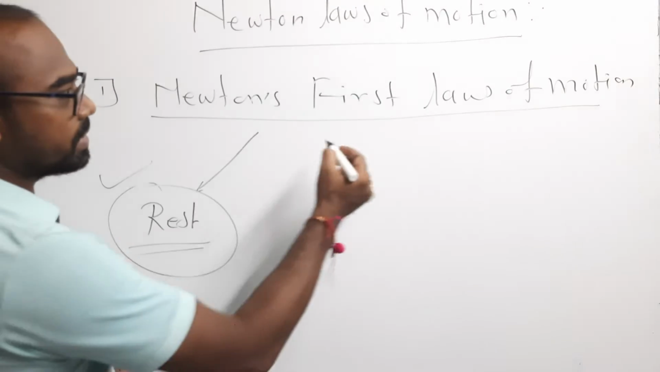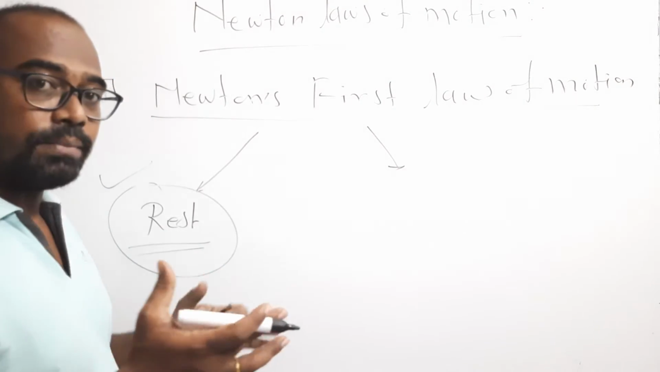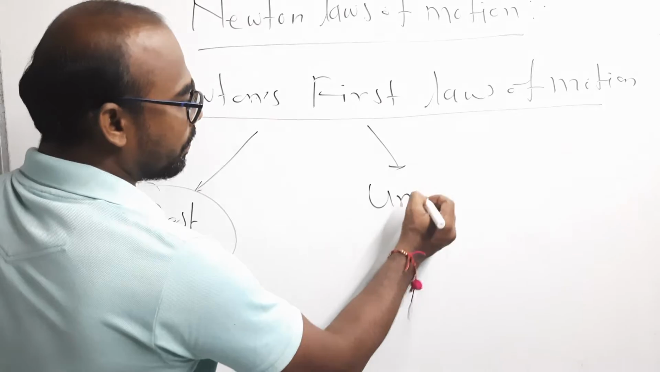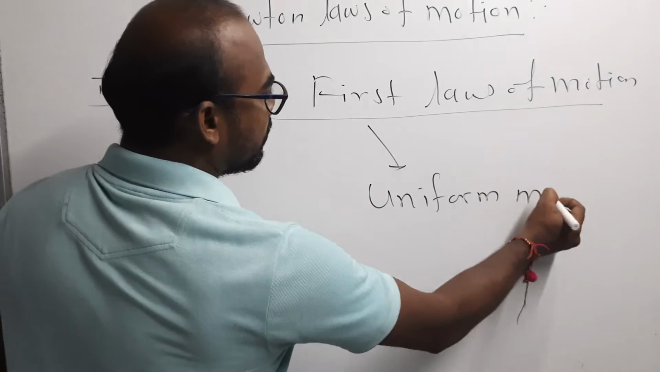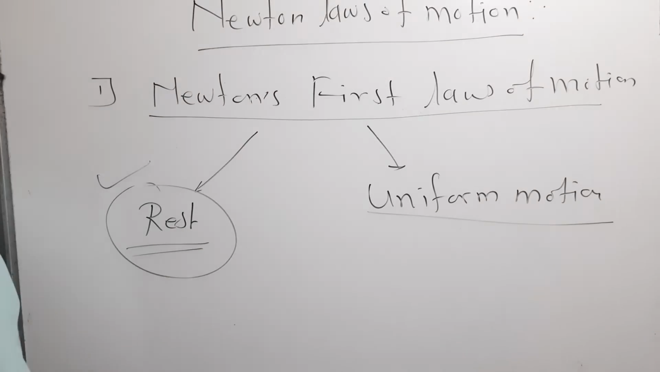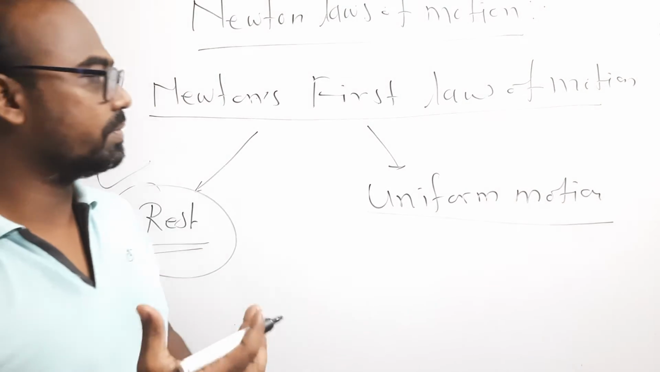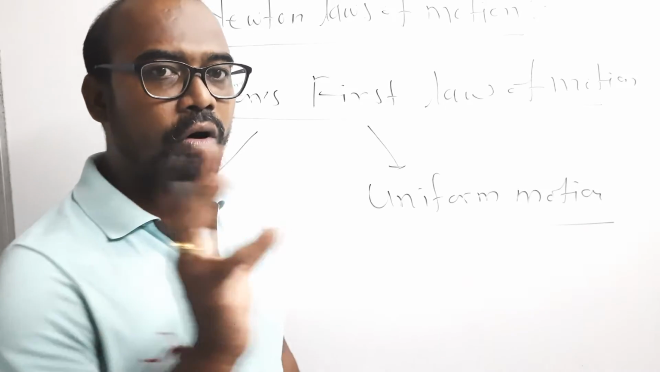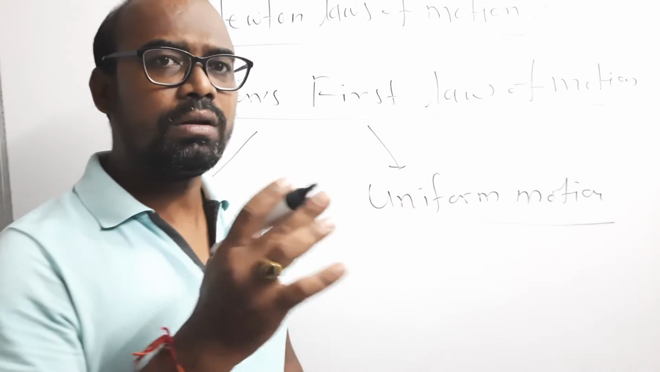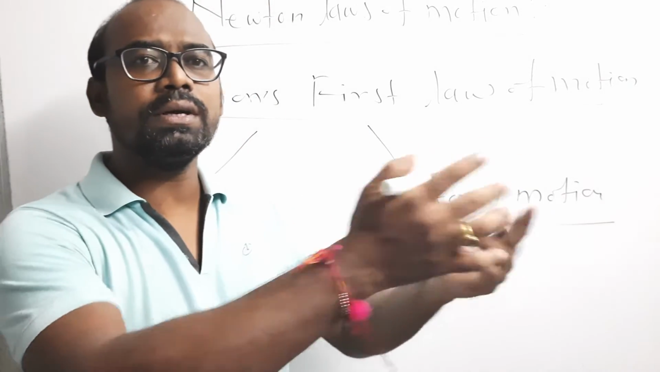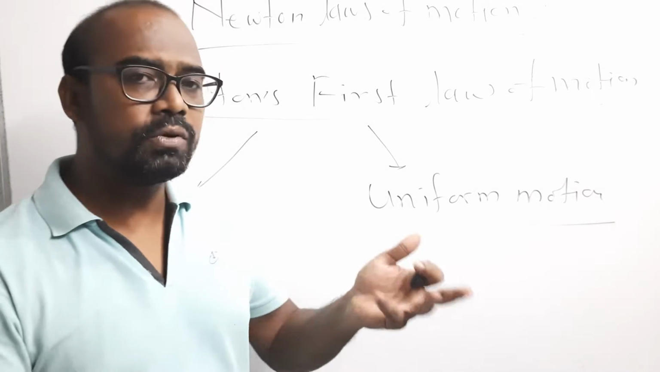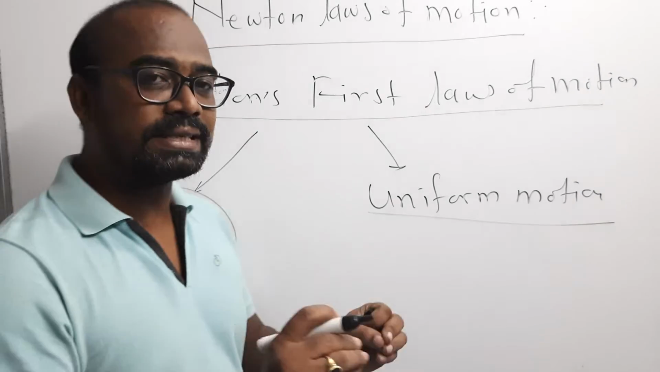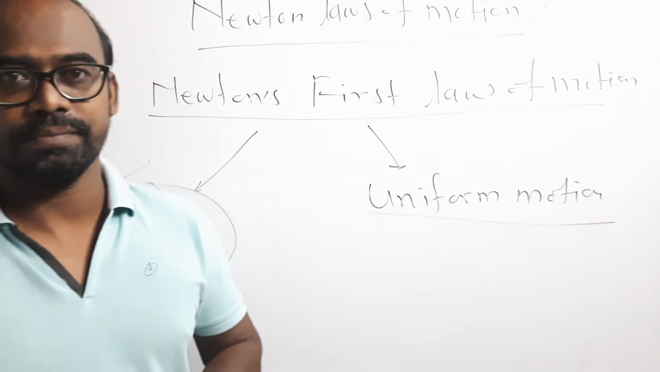What is the other side of this statement? A body is at a state of rest or uniform motion. What is the meaning of this? Basically, suppose I throw a ball, and that ball moves in a particular direction. It will not come to rest until some external force is applied, right?